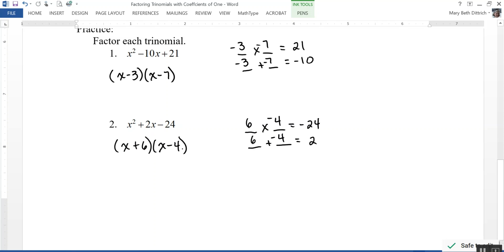So in this video, we took a look at how to factor trinomials in the form of ax squared plus bx plus c into two binomials.